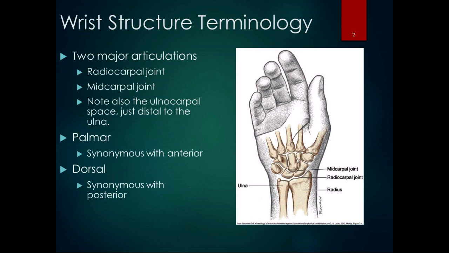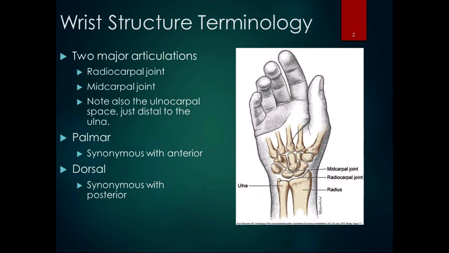The wrist is two major articulations, the radiocarpal joint and the midcarpal joint. The radiocarpal joint, not surprisingly, is the articulation between the radius and the proximal row of carpals. The midcarpal joint is the articulation between the proximal row of carpals and the distal row of carpals.